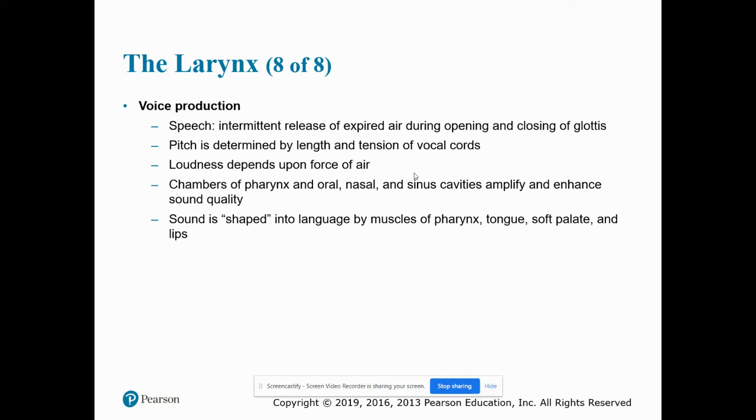All right, voice production. So speech is the intermittent release of expired air during opening and closing of the glottis. That's how speech is produced. Pitch is determined by the length and tension of the vocal cords, and loudness depends upon the force of air. So the more air, the louder it's going to be. The qualities of the pharynx and oral, nasal, and sinus cavities amplify and enhance the sound quality. And then sound itself is shaped into language by the muscles of the pharynx, the tongue, the soft palate, and the lips.